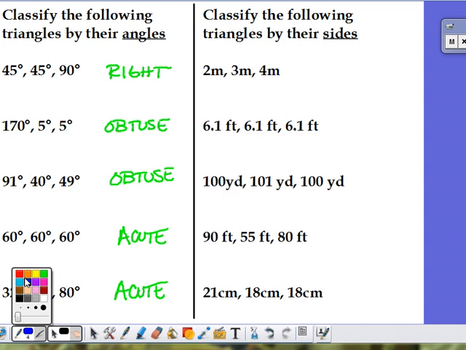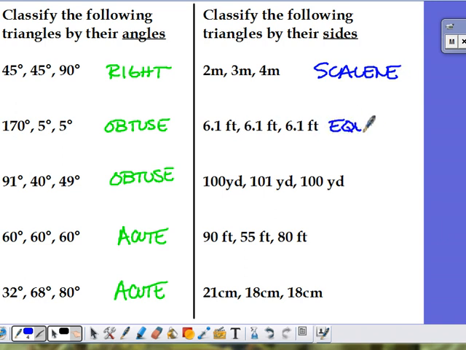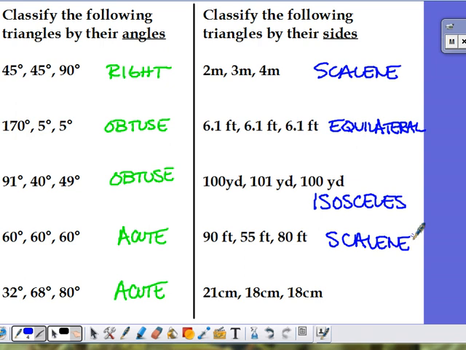Now, the other side is all by sides. So, are they the same or are they different? So, these are all different, so that's scalene. Here, all three are the same, so that's equilateral. Here I have two that are the same and one that's different, so that's isosceles. Here, all three are different again, so that's scalene. And finally, I have two that are the same and one that's different, so that's isosceles.